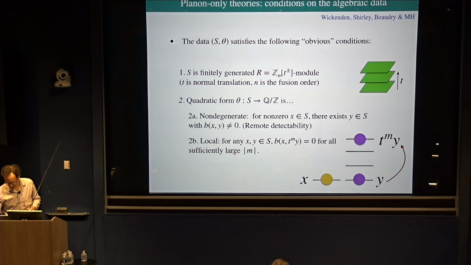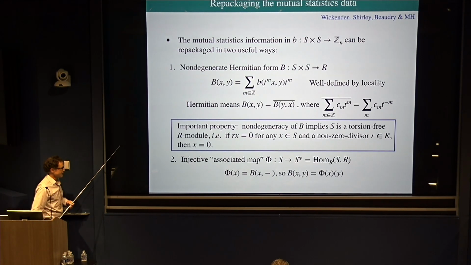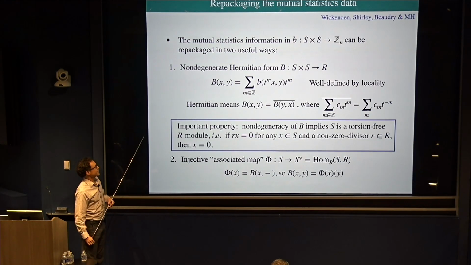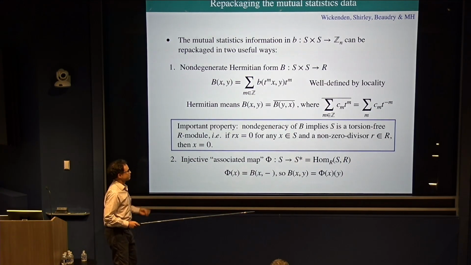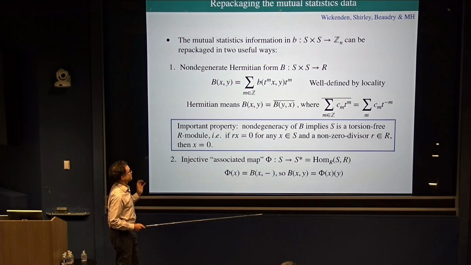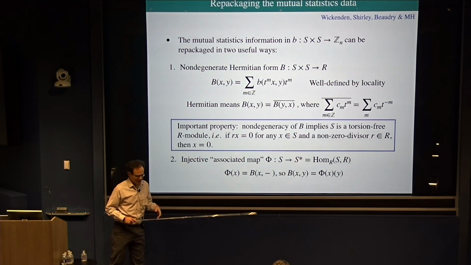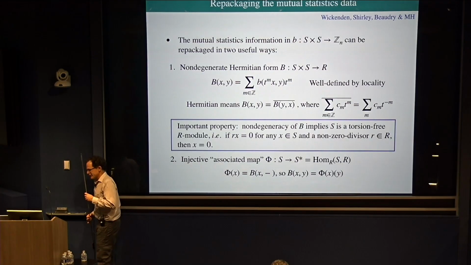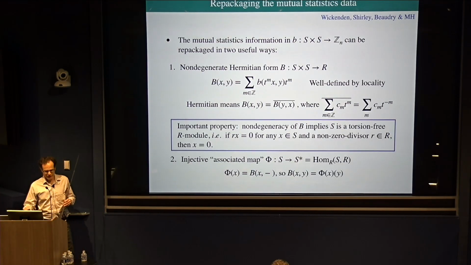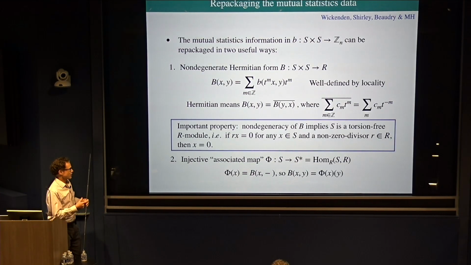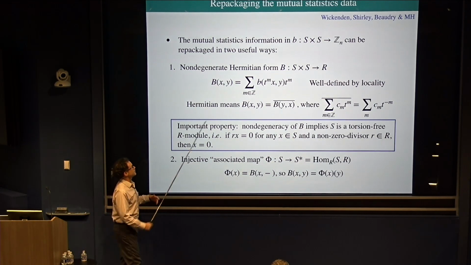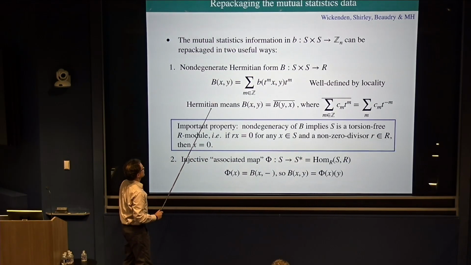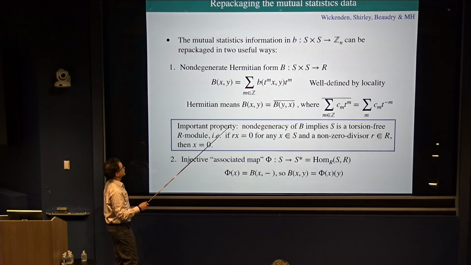All right. So it's kind of important, actually, to talk a little bit about how this information should be packaged mathematically. And in particular, it turns out to be important to focus on the mutual statistics, which plays a bigger role in the theory in many ways. I guess one thing I'll mention is that if the fusion order is odd, it's also true that self-statistics is determined by mutual statistics. It's not true for even fusion order, but for odd fusion order it is. So in that case, you're not throwing anything away. But anyway, there are two ways to repackage this information.